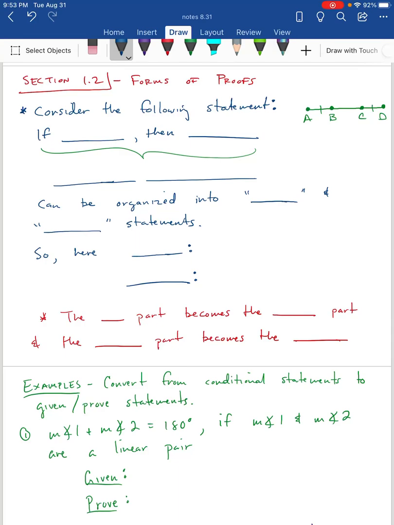Alright, hi everyone. This is section 1.2 of KC1 Integrated 2, Forms of Proofs.